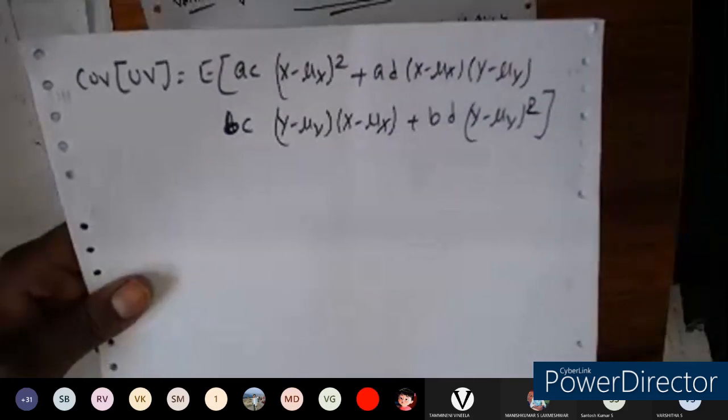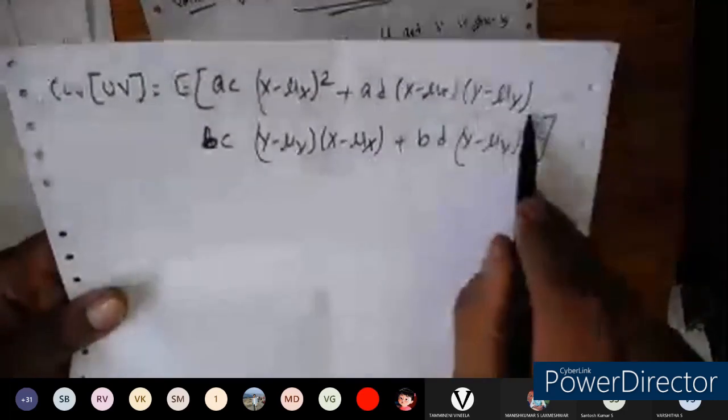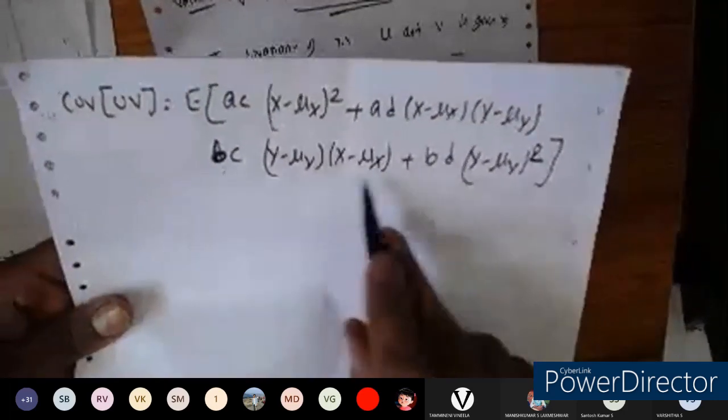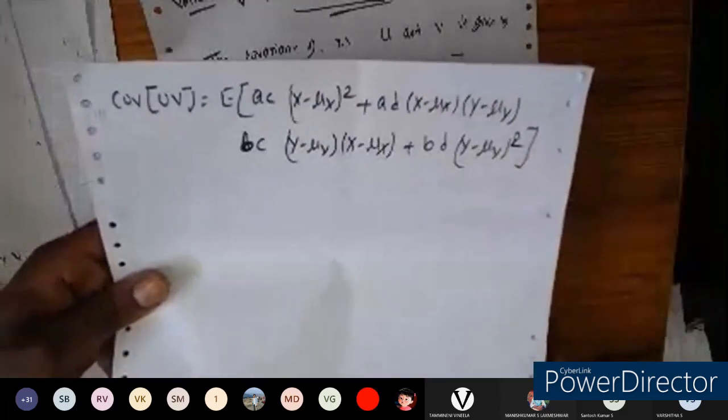So right, (y minus nu y) the whole square. When you take the product, we'll get it like this here: (x minus nu x) the whole square plus AD (x minus nu x)(y minus nu y) plus BC (x minus nu x)(y minus nu y), this one here. Now let us evaluate the expectation for the individual terms.